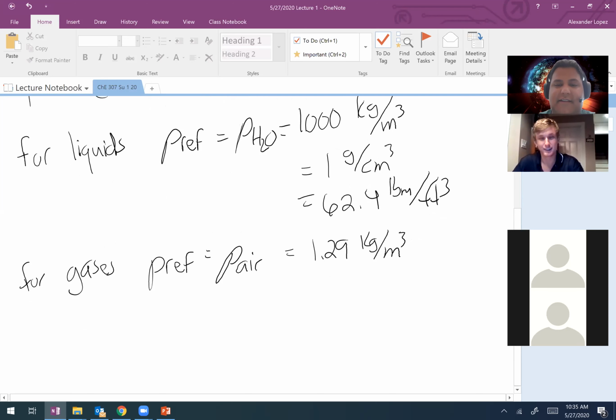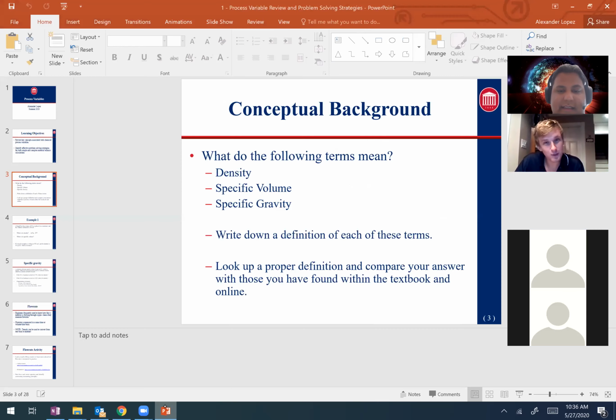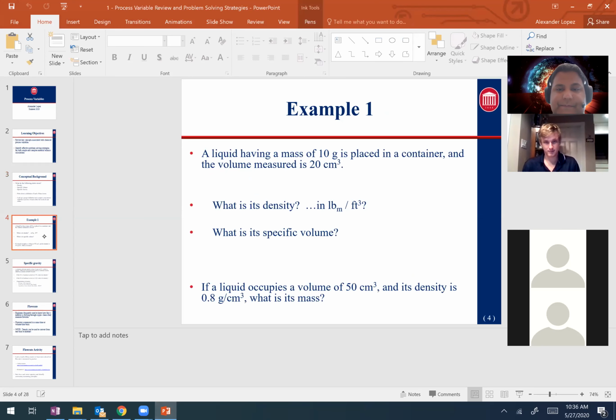And I don't know the rest of the conversions. It'd be kind of like 1.29 times 10 to the minus 3 grams per cubic centimeter, and it's small in pound mass per cubic feet. We actually don't do that much. But the key things to consider are, what do these terms mean and why are they necessary?